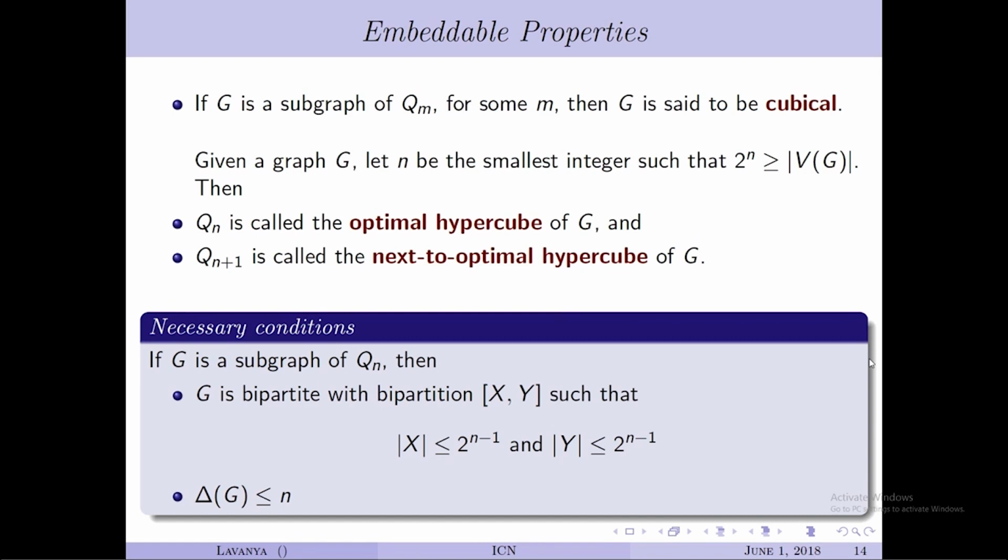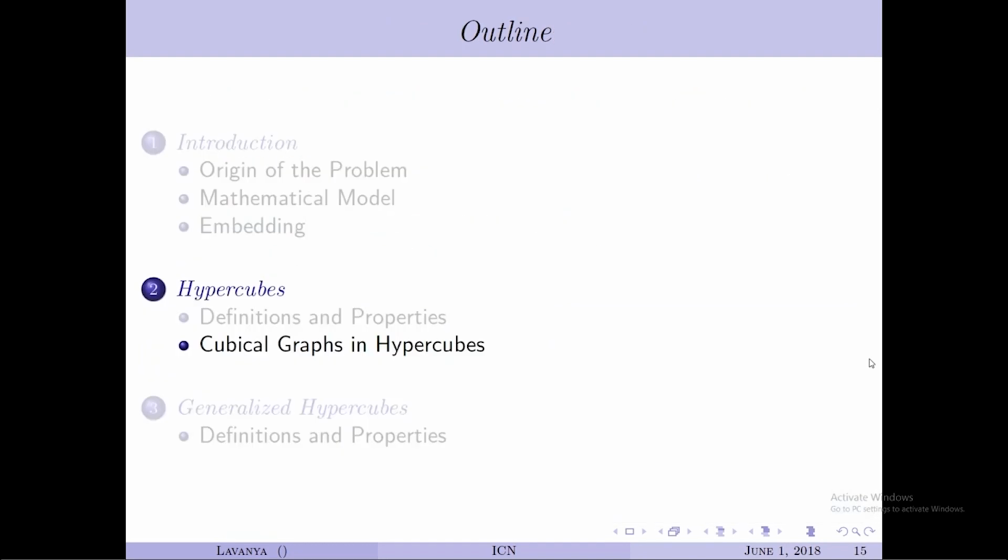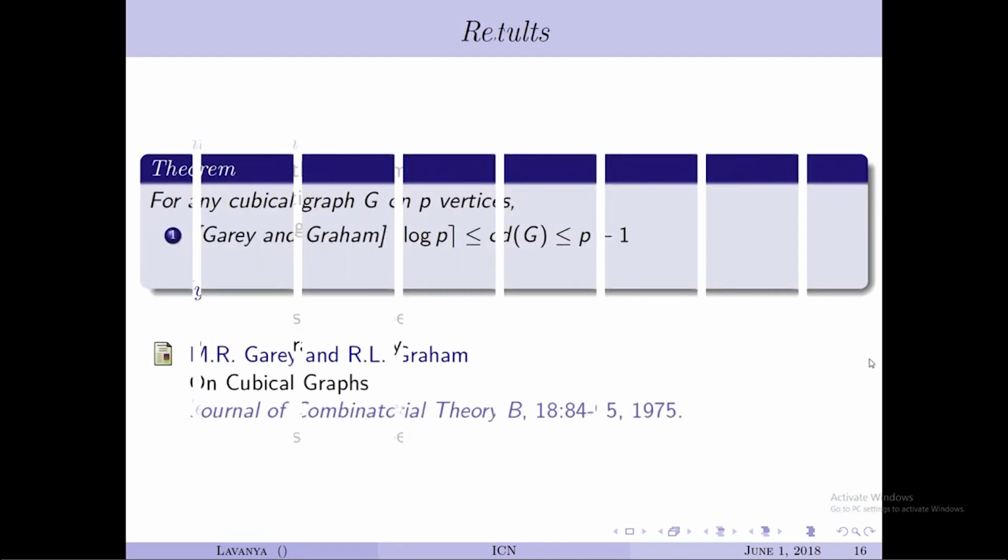If these are satisfied, then I have to go check whether I will be able to give you an embedding or not, right, give you a mapping which will take it over there or not. Right. So, coming to cubical graphs, there are certain results which are age old, as I told you, from the 1970s, even 1960s people worked.